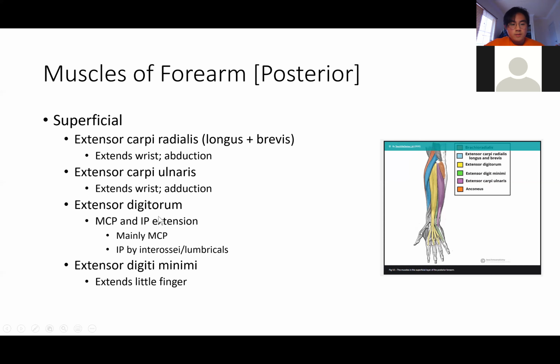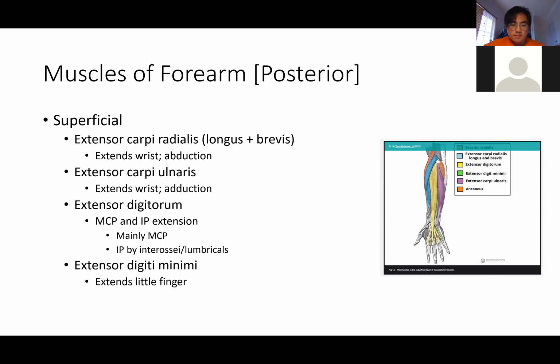Now, here we come to the extensor digitorum. The important fact to remember here is that it extends your metacarpophalangeal joint. That's the primary action, right? And also it does some interphalangeal extension. So the interphalangeal joint also extends. But that's a very minor role of the extensor digitorum. The interphalangeal extension is mainly by the lumbricals. Now that's really important when we talk about the ulnar claw. So just remember, extensor digitorum, metacarpophalangeal joint. So pointing your finger.